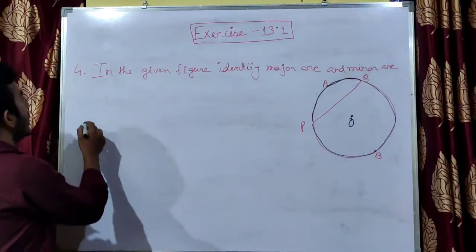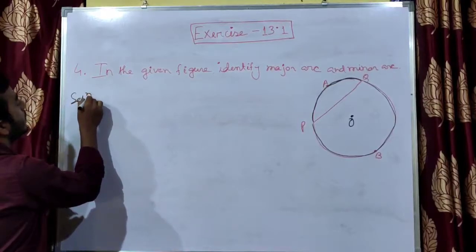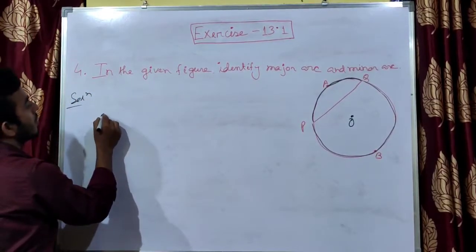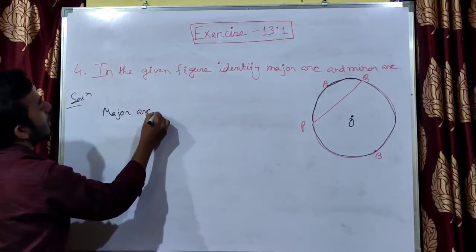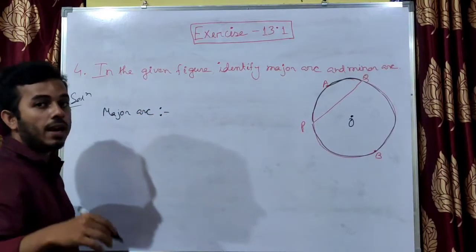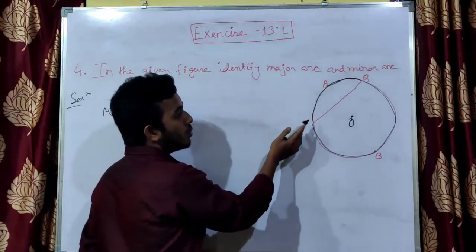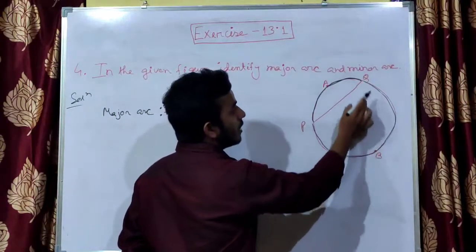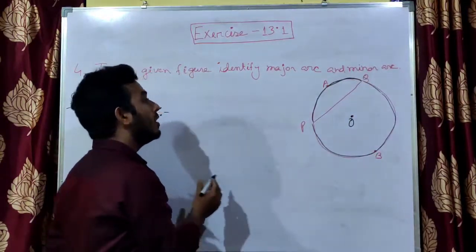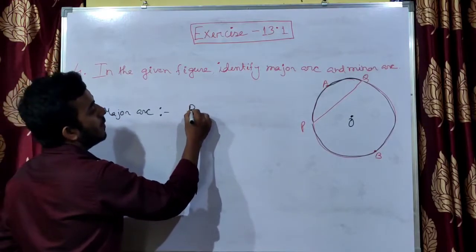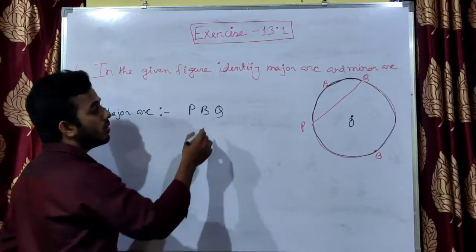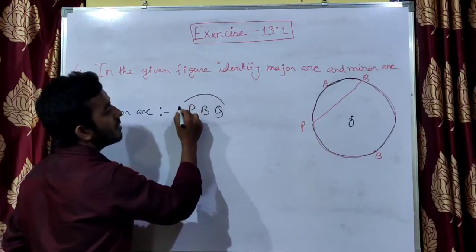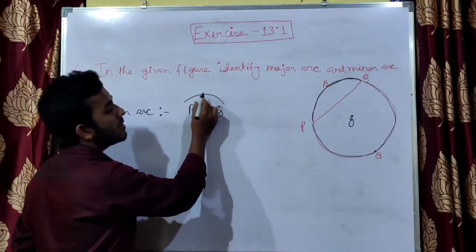So we will write solution. First is the major arc. Which one is the major arc? The larger arc is known as the major arc. Which one is larger here? P, B and Q. This part is larger. So PBQ. And the symbol of arc is this curved line, which represents that PBQ is an arc.